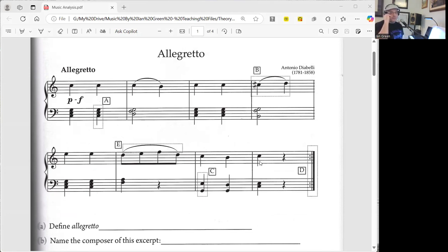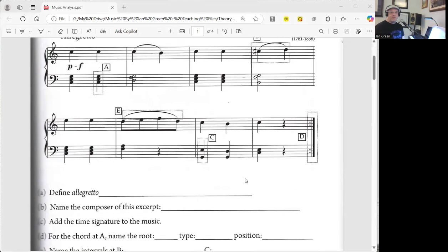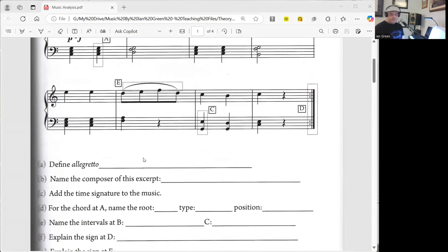So, very nice piece. Now, there are a lot of different things we need to work on. And so basically what we would want to do is go through each of the questions and just basically answer them. So define allegretto. So we could say that allegretto is fairly fast, but not as fast as allegro.